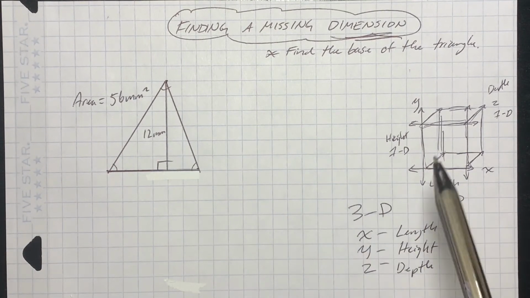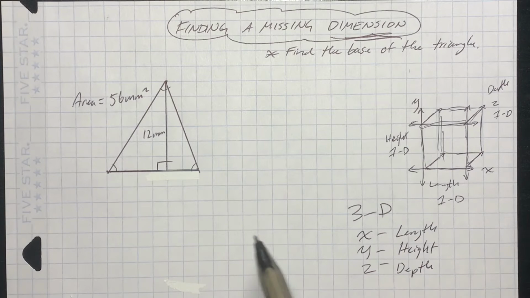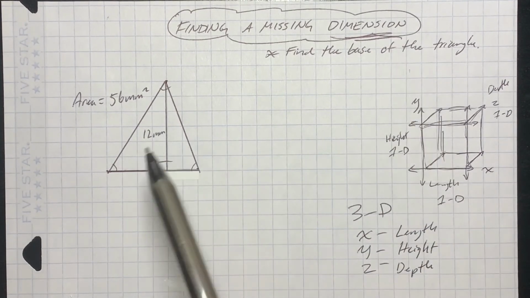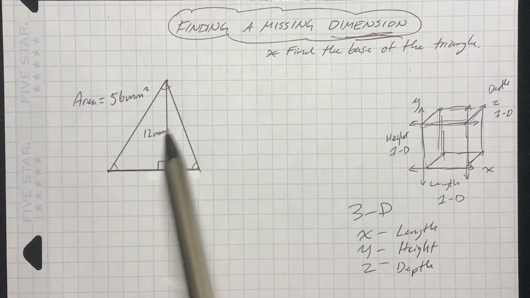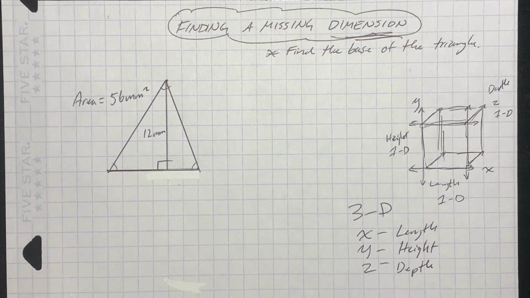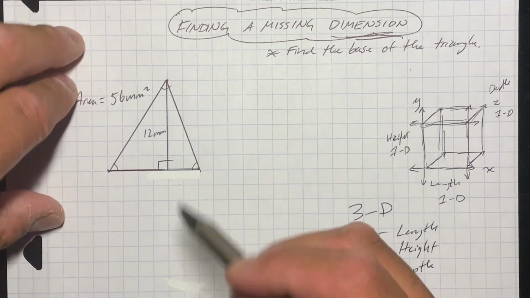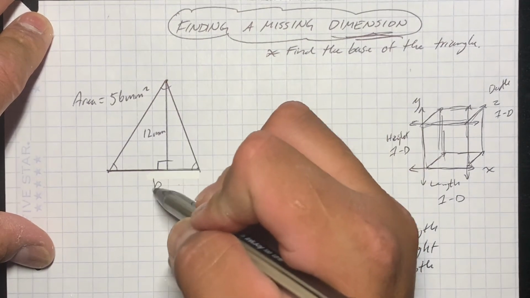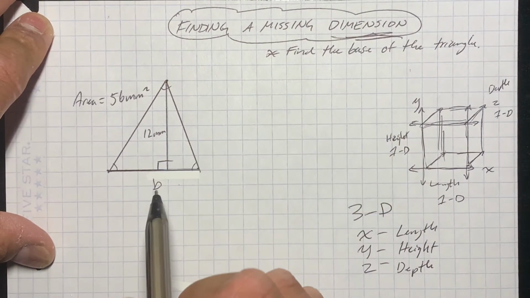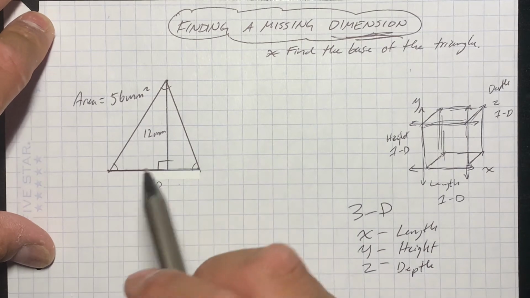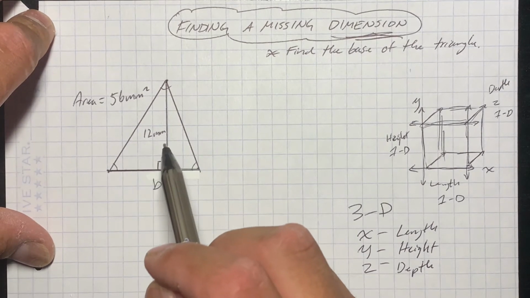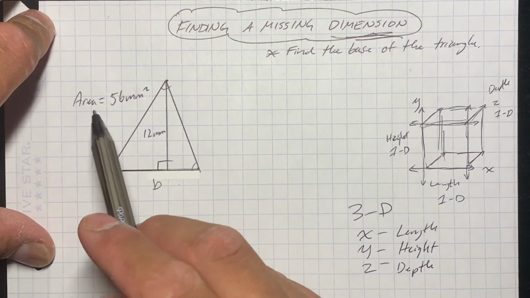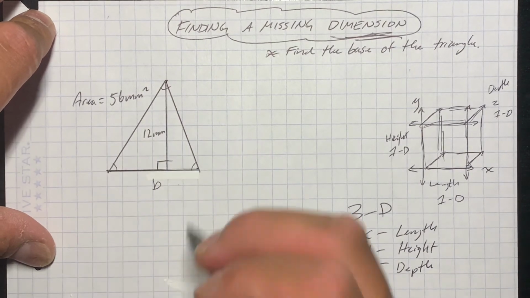But we're only working with 2 dimensions, the length and the height here for this triangle. So this is a 2-dimensional figure. There is no depth, okay? So to find the missing dimension here, we don't know what the base value is. So we're just gonna put B here for the base. We do know that the height is 12 millimeters, and we do know that the area is 56 millimeters squared.